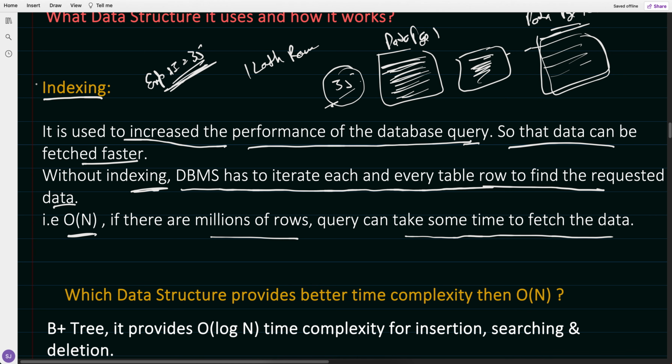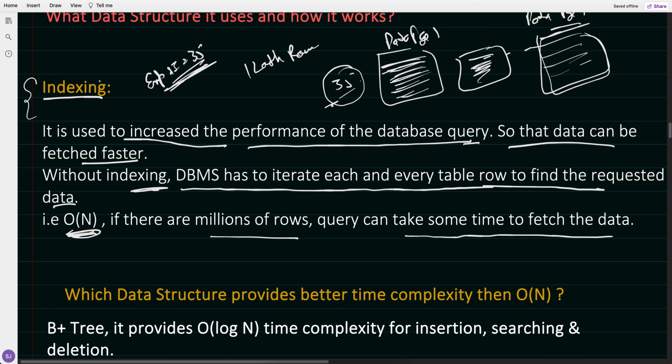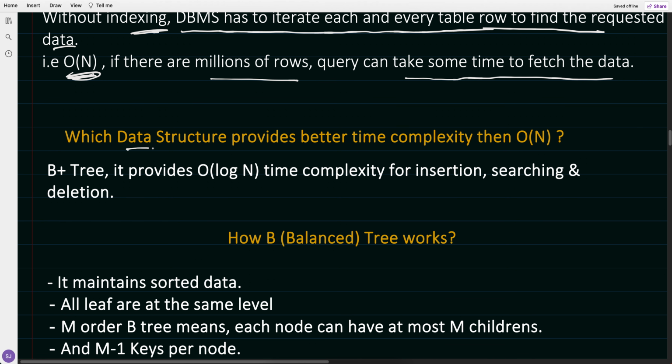So we know that indexing is used to make the query run faster. Without it, it would be big O of n. But with it, what would be the best time complexity we can give? There is a data structure which is known as B plus tree, which provides big O of log n time complexity for insertion, searching and deletion. This is very frequently used for doing the indexing, right?